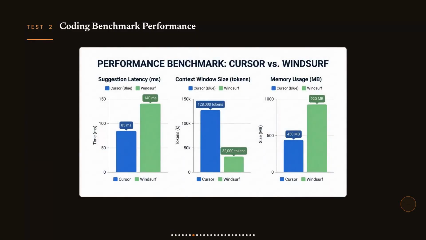Test 2. Coding benchmark performance. Cursor AI published a claim that its Composer 2.5 improved SWE bench scores by 47% over the prior version, and Windsurf published nothing, 0. So the real question is whether a vendor-reported relative gain with no absolute score actually means anything when you're picking a daily driver.